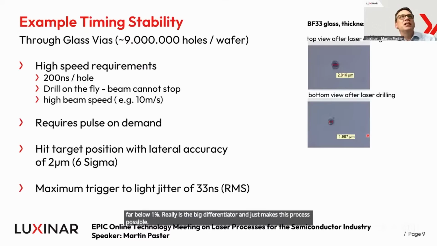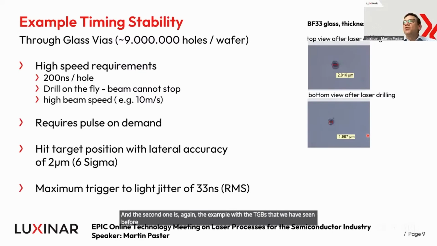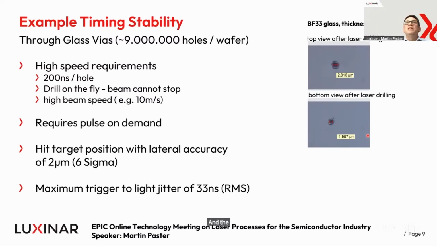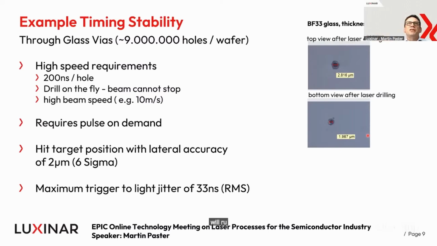And the second one is, again, the example with the TGVs that we've seen before. It has super high speed requirements. We are drilling one hole in 200 nanoseconds, and we need 9 million holes. So we need to drill on the fly, because we cannot stop the beam or the target, because the time required to stop the galvo and move the galvo again will ruin the whole process.